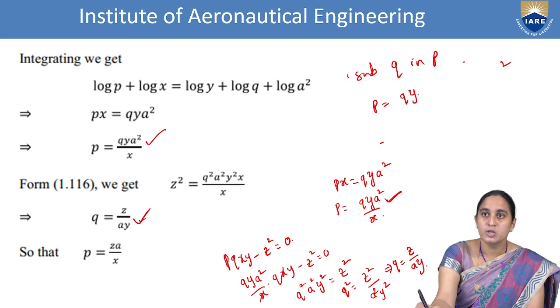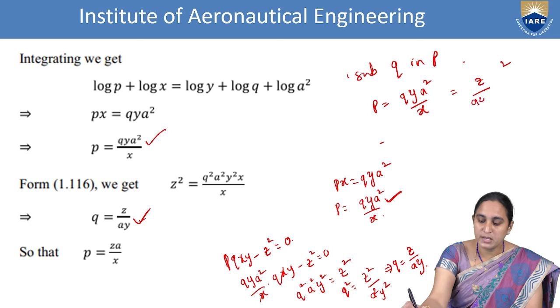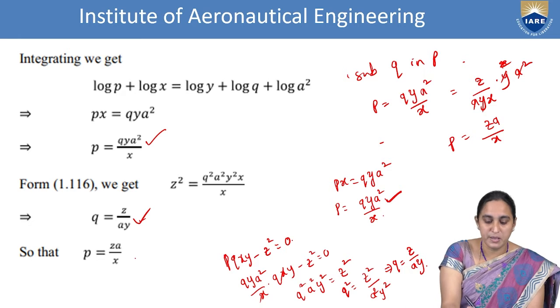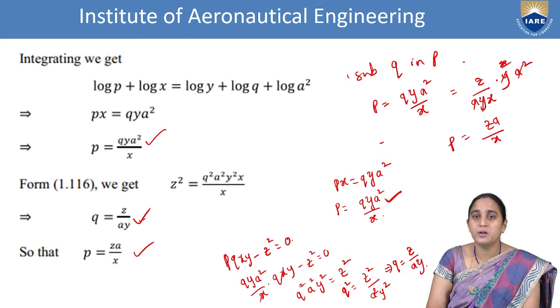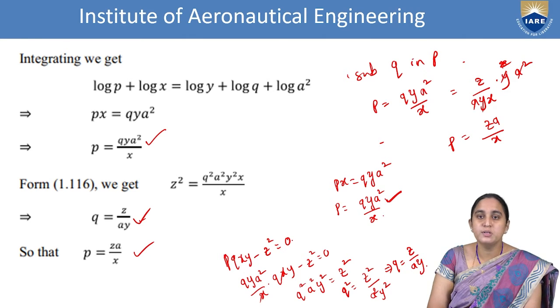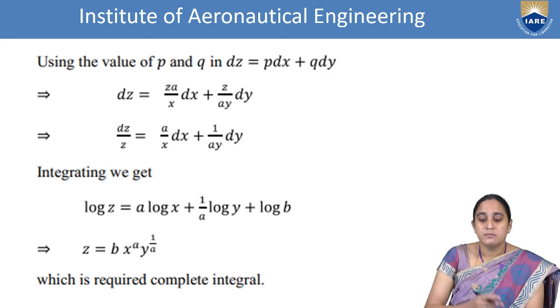P is equal to qya square by x. Here we already know q is z by ay. Z by ay into y into a square by x. Here y cancels and one a cancels, therefore p is za by x. After substituting q in p, we got p is equal to za by x. Therefore q is in terms of z and y, and p is in terms of z and x. Now substitute the p and q in the general solution.